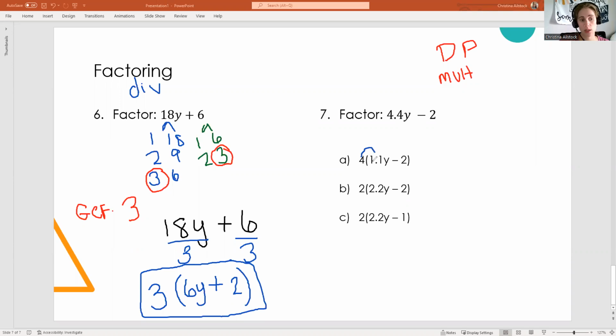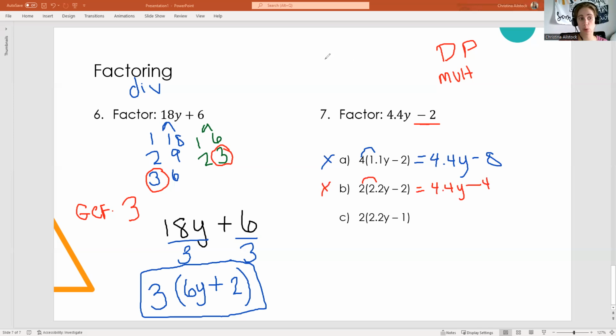So if I take 4 times 4.1y, that would give me 4.4y, and then 4 times -2 would be -8. Nope, that doesn't match. Wrong answer. So now I could choose the backward strategy again, where you work backwards if it's multiple choice. So we're going to distribute 2 times 2.2y would be 4.4y, and then 2 times 2 would be 4. Oof, close, but not quite.